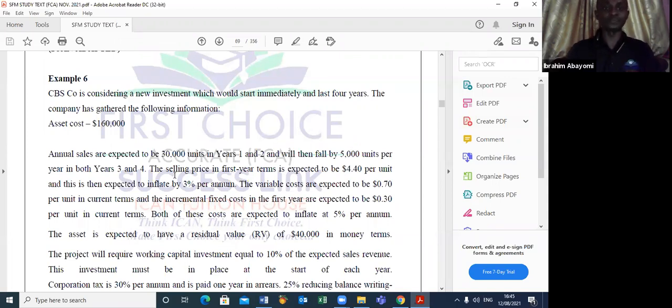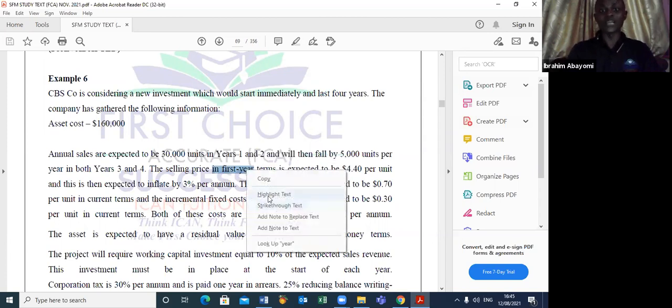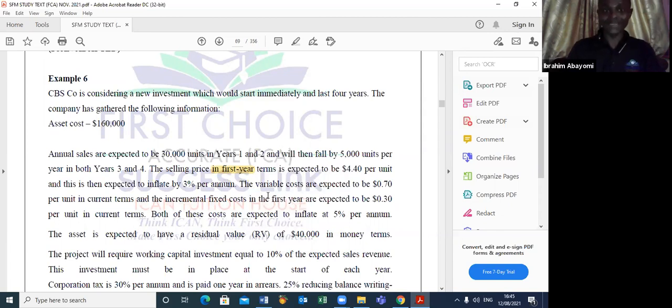Now, let me tell you this. Look at how the question states this. The selling price in first year term, this is very key. Because the question has told me that this price is in first year term, that is already the first year selling price. I don't need to do anything to that selling price in the first year. I will use it the way it is given, because the question has told me that it is the selling price in first year term.